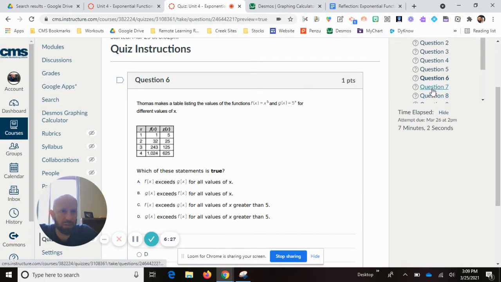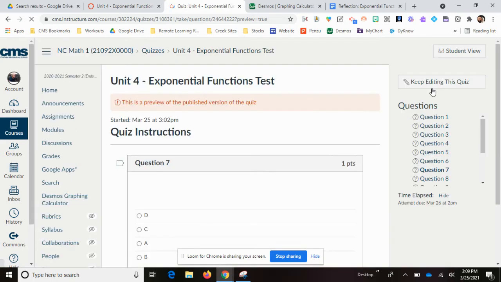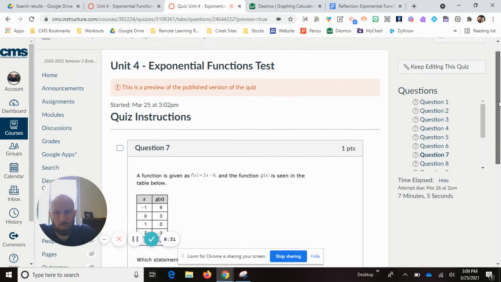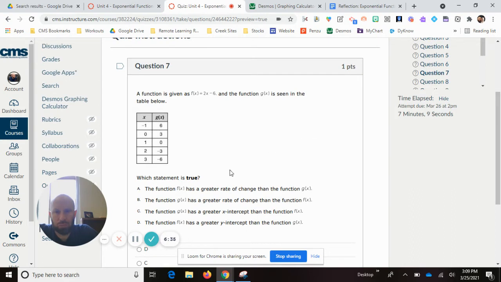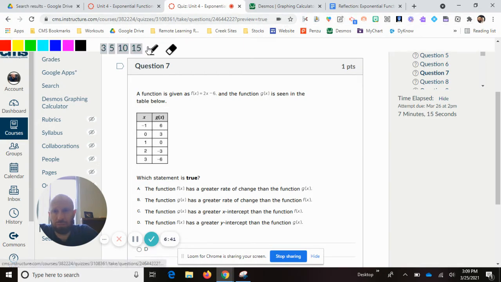Let's go to question 7. We have our two functions below. Which statement is true? Looking at rate of change. For f of x, rate of change is going to be the slope, the value in front of the x, so rate of change is 2.